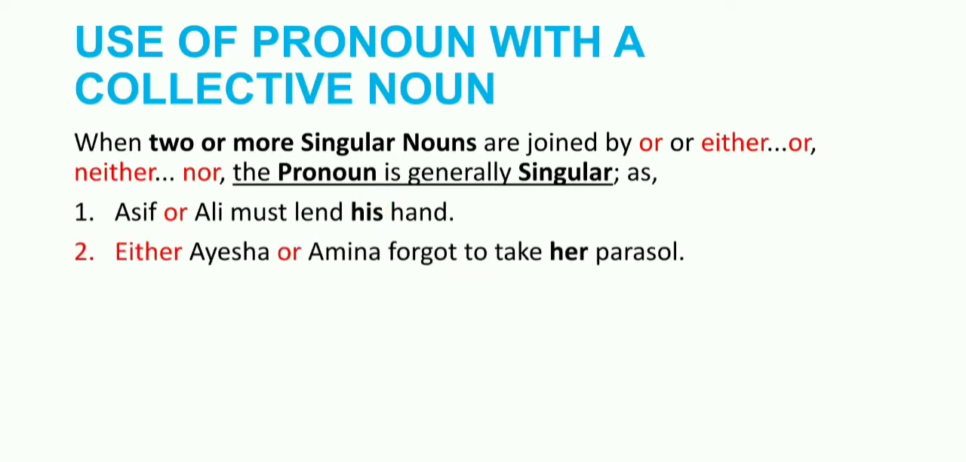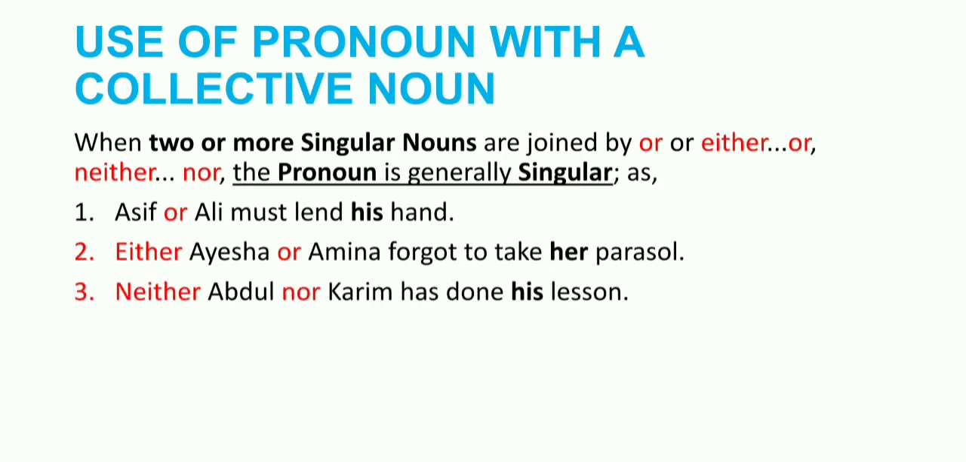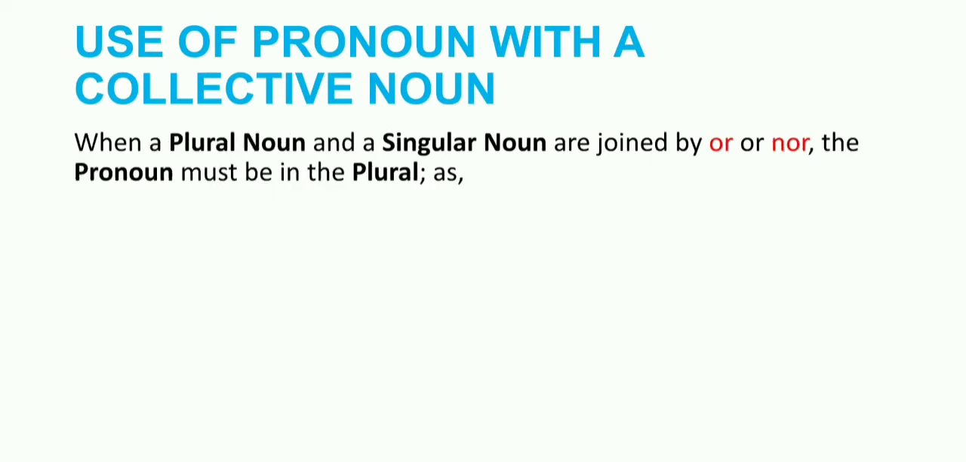The next example is, either Aisha or Amina forgot to take her parasol. Here again, either and or are used, and the pronoun is singular in number. Neither Abdul nor Karim has done his duty. He has done his lesson. The pronoun is singular in number.